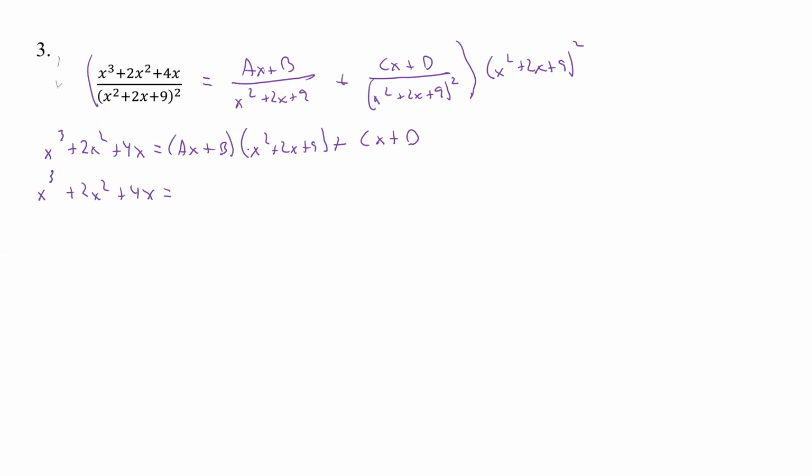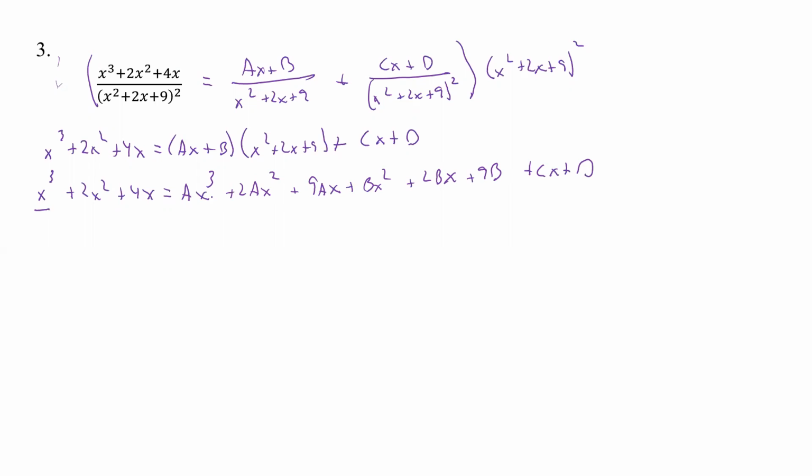So that's ax cubed. Then ax times that's going to be plus 2ax squared. Ax times 9, so it's plus 9ax. And then we have plus, now we have bx squared plus 2bx plus 9b. And then we have plus cx plus d. All right, I think that's everything.